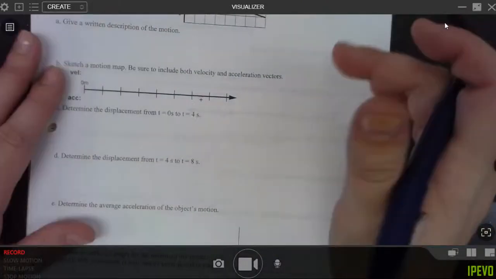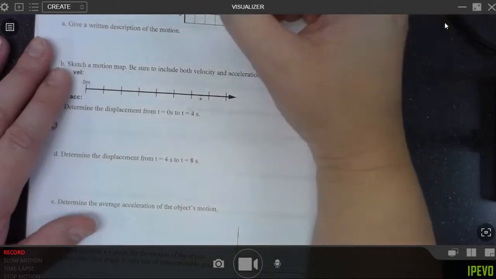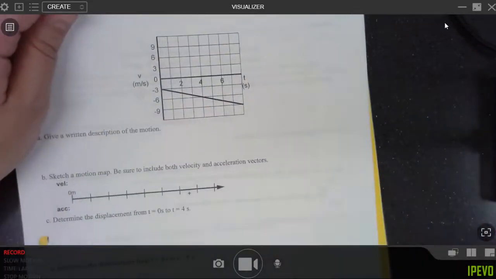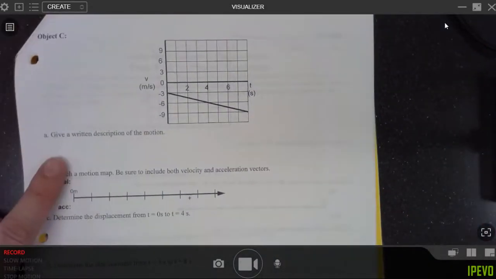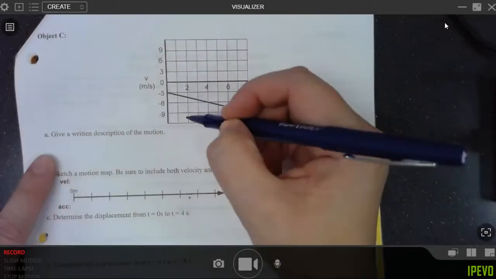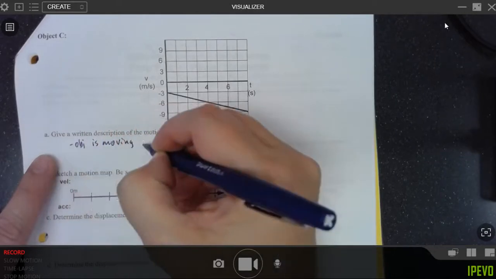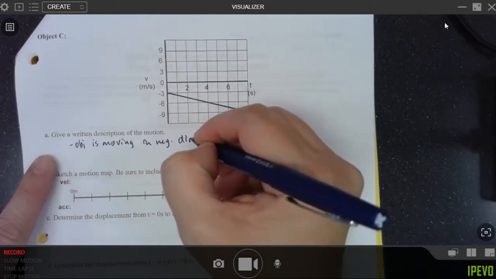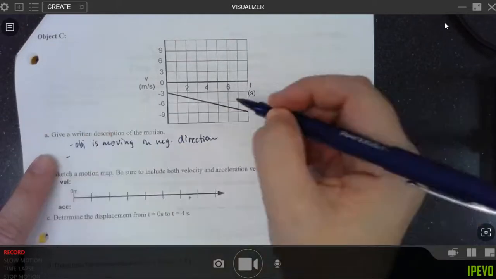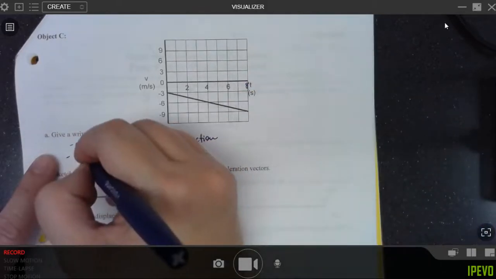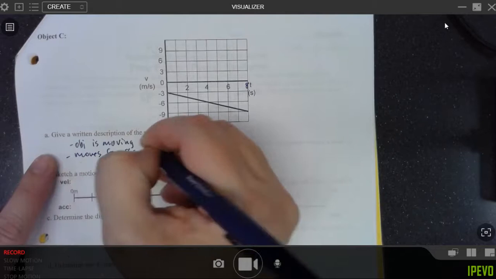So we're given a graph, and this is velocity versus time. So this is how fast our object is moving across the time of an experiment or a measurement. So when we're looking at a written description of the motion, we can't really say where the object starts. All we can say is that the object is moving in a negative direction because it has a negative velocity. We can also say that it moves for 8 seconds, right? Because this would be 8.